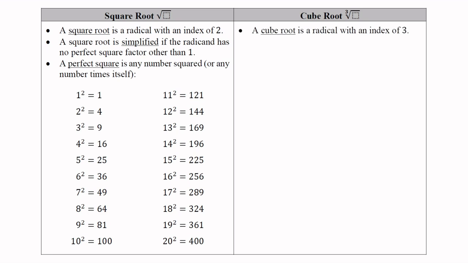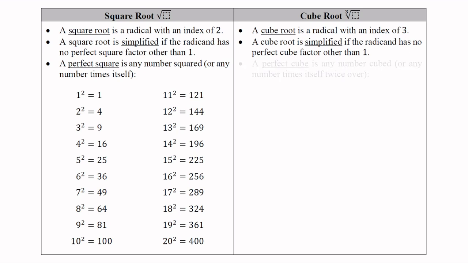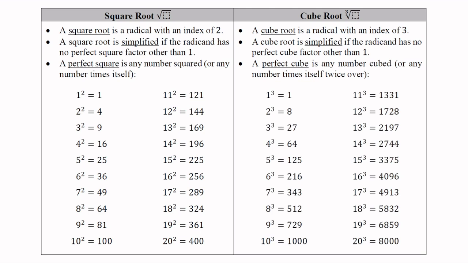A cube root is a radical with an index of 3. A cube root is simplified if the radicand has no perfect cube factor other than 1. A perfect cube is any number cubed, or any number times itself twice over. So here's a list of some of your perfect cubes. And you can find these in your calculator, right? You can do 4 cubed is 64. You can do 5 cubed as 125. So you can figure out what perfect cubes are by using your calculator.